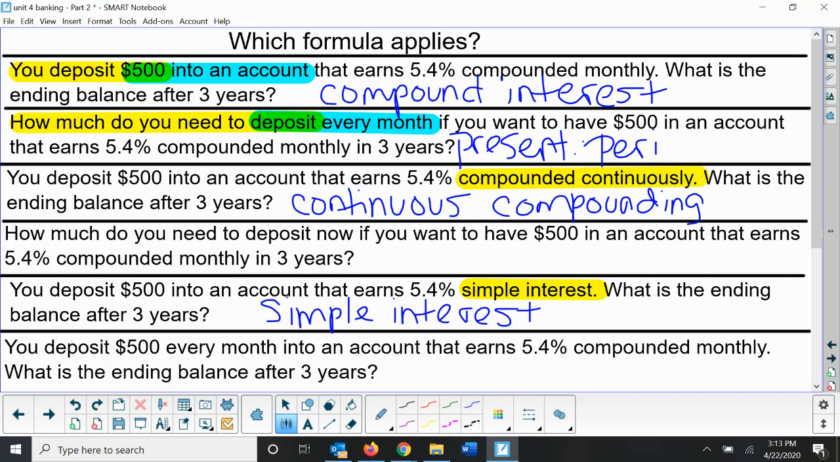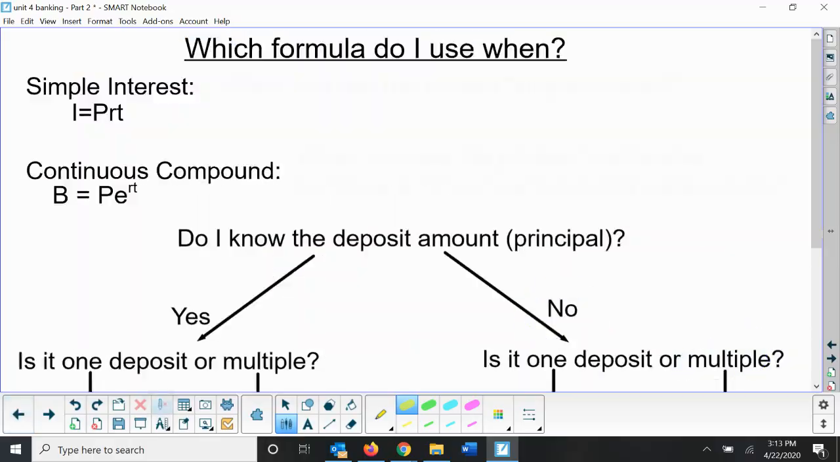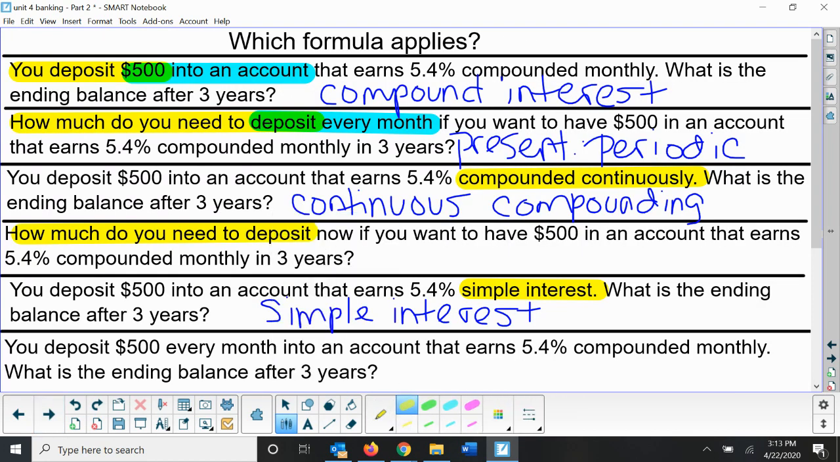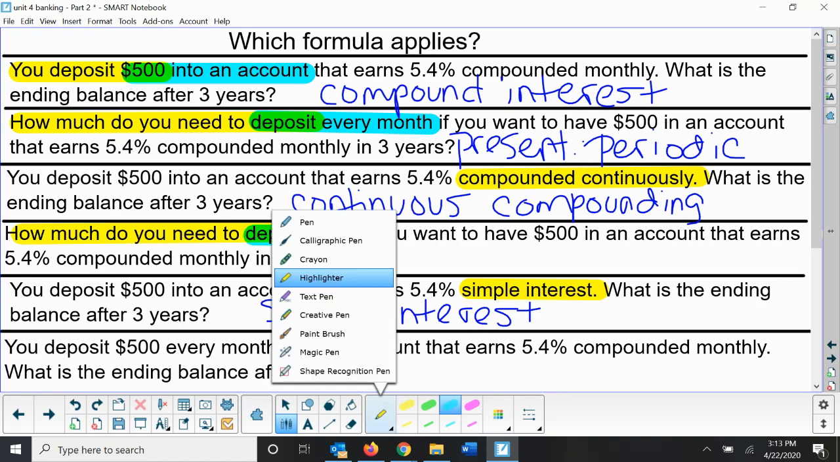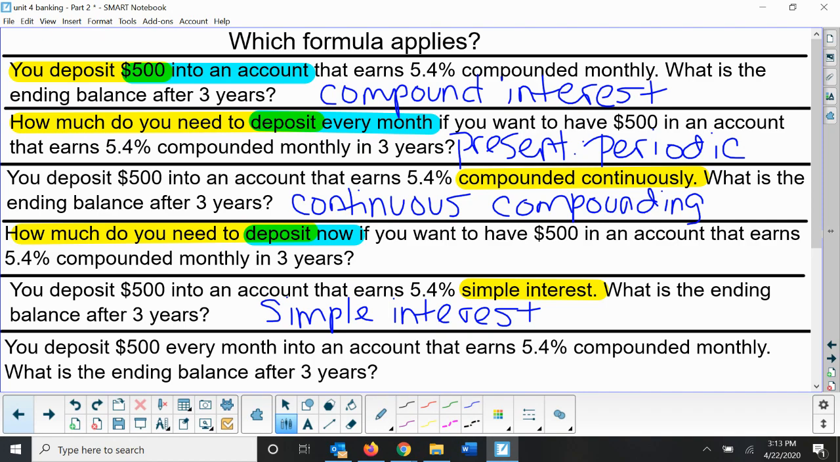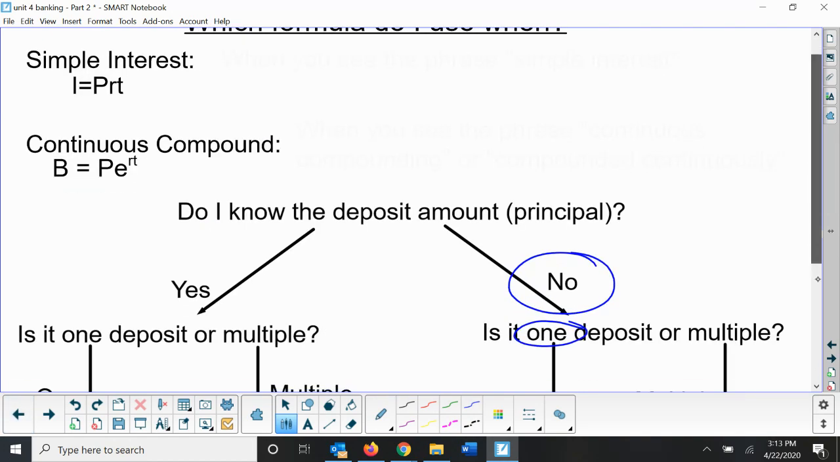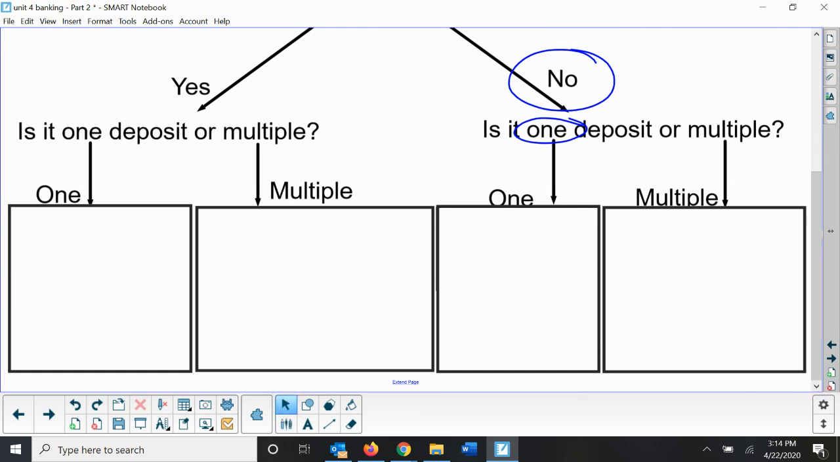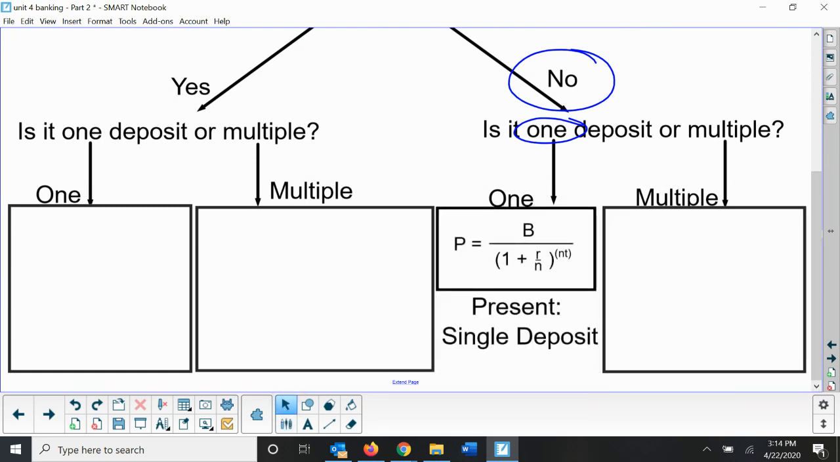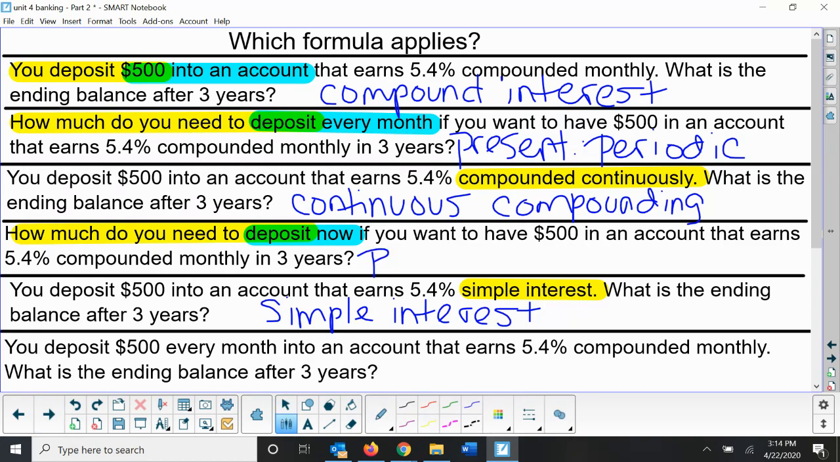Looking at my fourth problem down, again, I need to ask myself that first question. Do I know the deposit amount? And right off the bat, it says, how much do you need to deposit? Therefore, when I look in my flow chart here, do I know the deposit amount? No, I do not know the deposit amount. Now, is this one deposit or is it multiple deposits? And so this says, how much do I need to deposit now? And so when it says deposit now, that is telling me that this is one single deposit. And so when I don't know the deposit amount and it's one single deposit, that is an example of present single deposit. So this again is present single deposit.